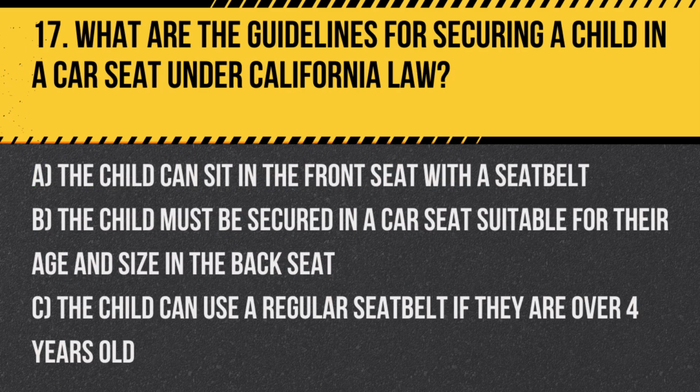Question 17. What are the guidelines for securing a child in a car seat under California law? A. The child can sit in the front seat with a seat belt. B. The child must be secured in a car seat suitable for their age and size in the back seat. C. The child can use a regular seat belt if they are over 4 years old.